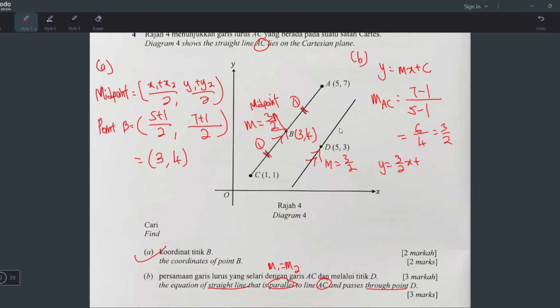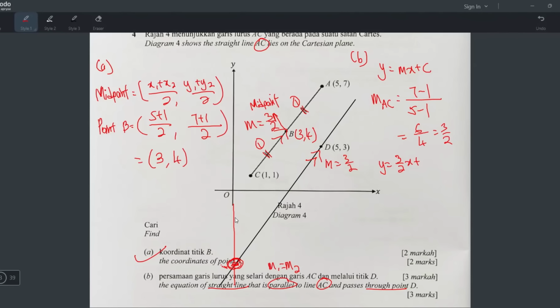Now the next part is to find c. How do you find c? First, you use your eyes to check whether they give you the c or not. c is the y-intercept. So you can see that for this line, you have to extend the line down here, and then extend the y-axis, and then the y-intercept is somewhere here. And they never give us. They never tell us.